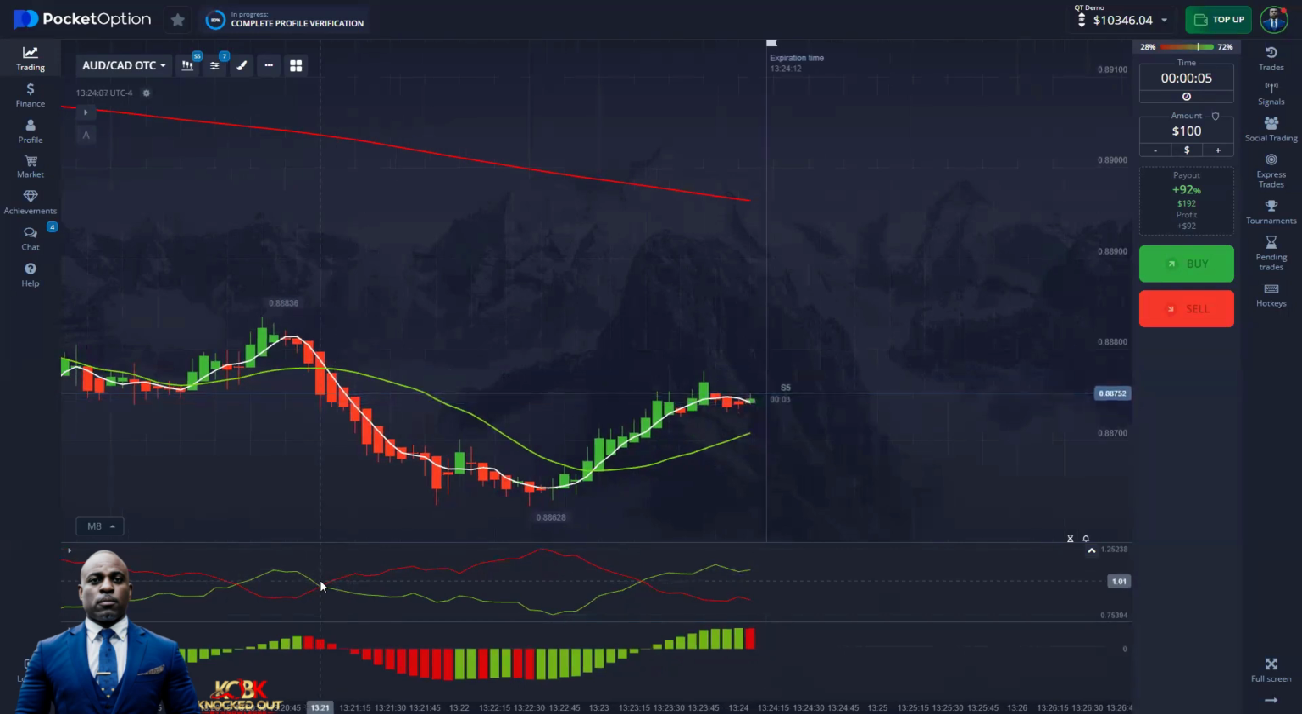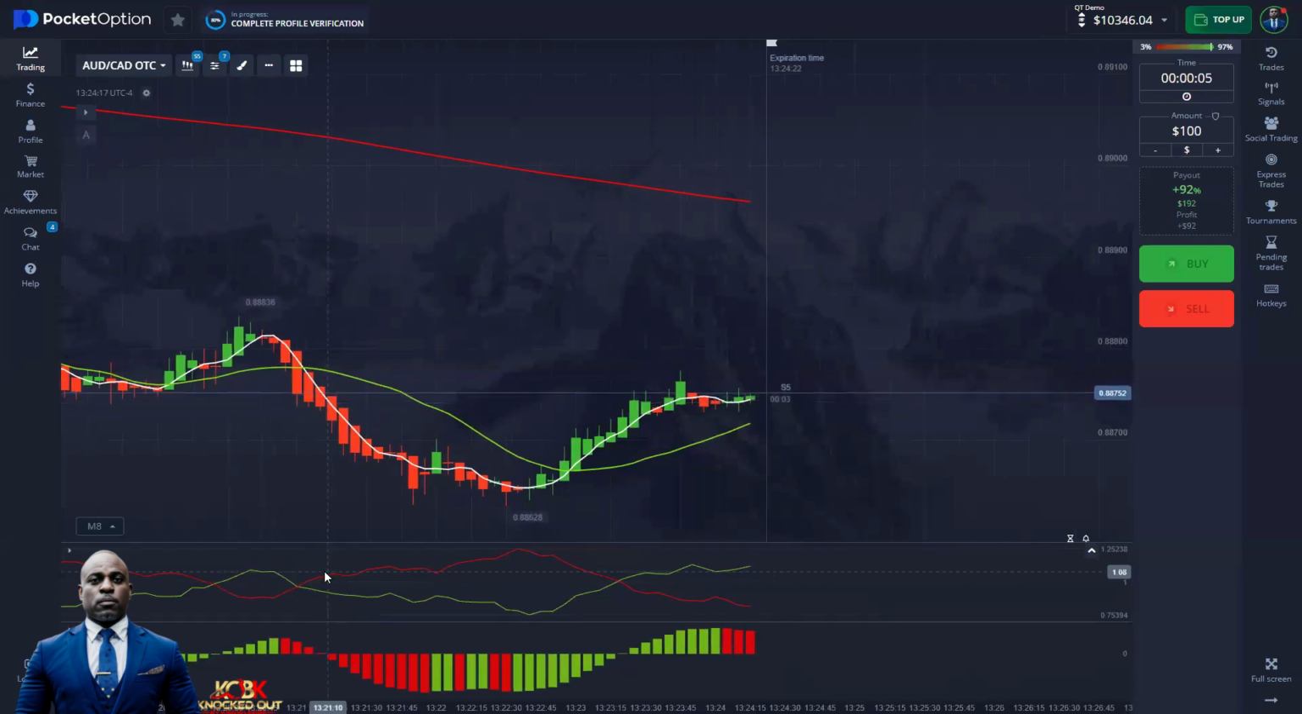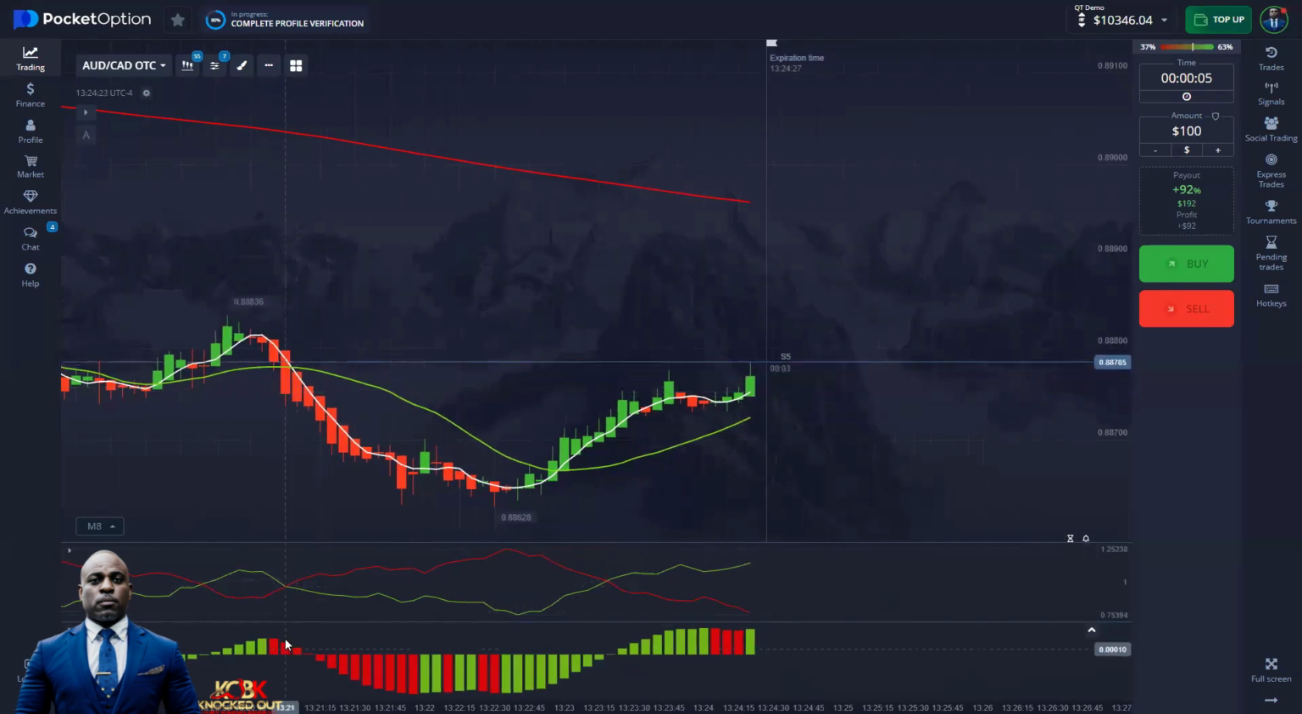Now, this line does not have to cross. If that red line was still on top from left to right, that's a signal to go ahead and take that trade because your sellers are still in control in the market. And then you want to validate your entry with making sure you have red candles down here.